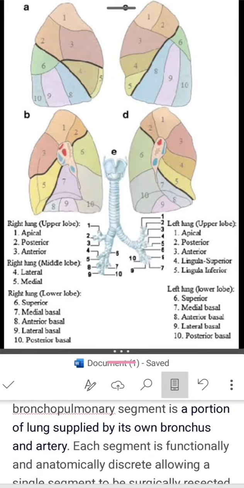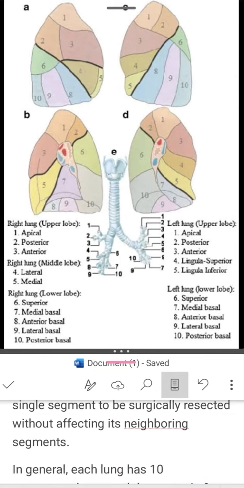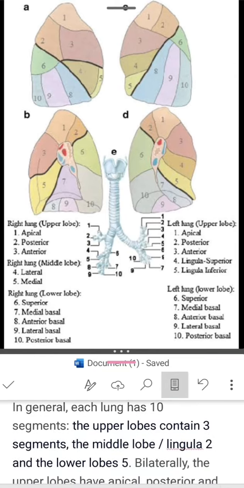Now each segment is functionally and anatomically discrete, allowing a single segment to be surgically resected without affecting its neighboring segments. In general, the right lung has 3 lobes, the left lung has 2 lobes, and each lung has 10 segments. The upper lobe contains 3 segments, the middle lobe, and on the left side there is a lingula which has 2, and the lower lobe has 5 segments.